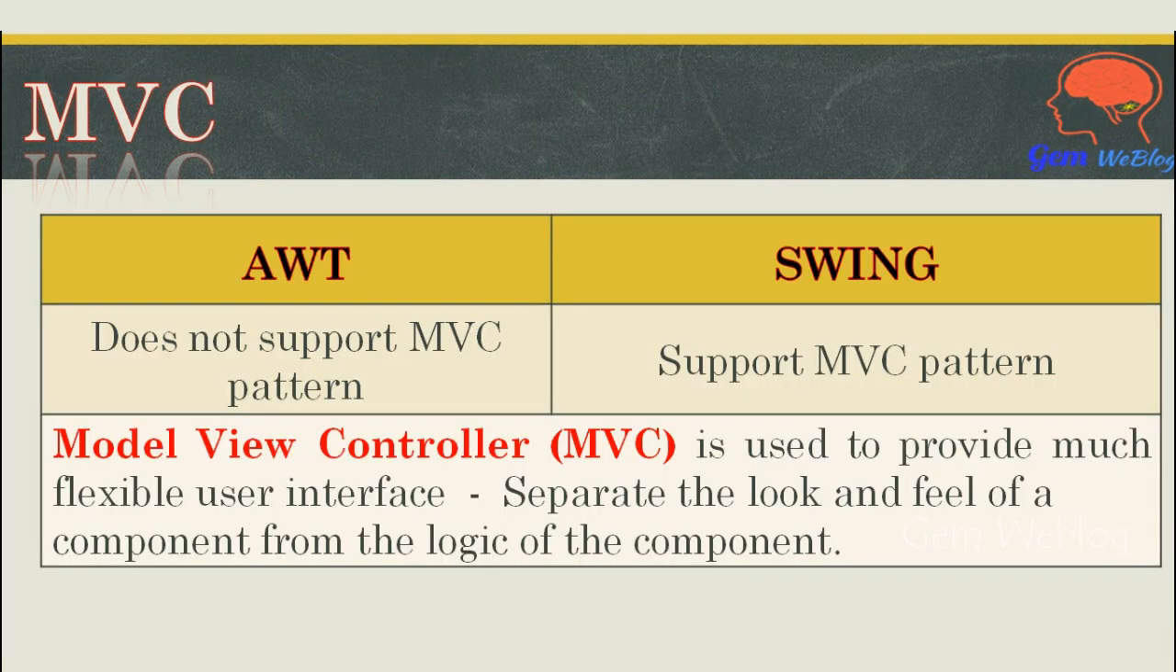Now we will compare AWT and Swing with respect to MVC. AWT does not support the MVC pattern, whereas Swing supports the MVC pattern. What is meant by MVC? Model View Controller. It is used to provide a more flexible user interface. With respect to Swing, it separates the look and feel of a component from the logic.